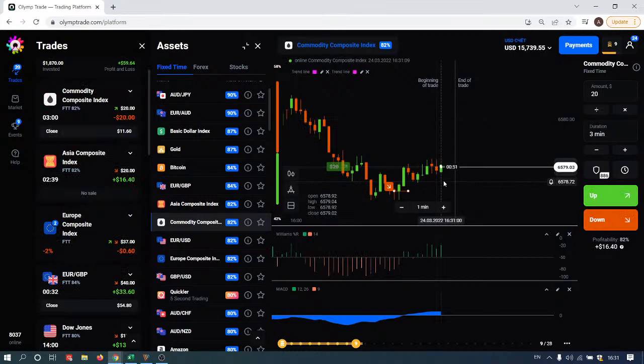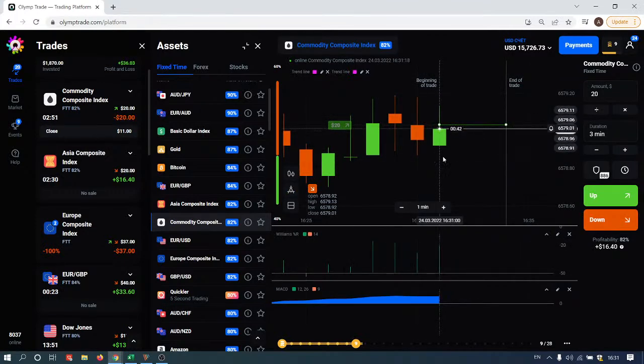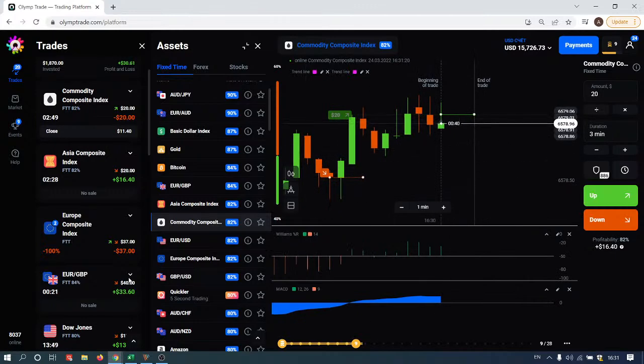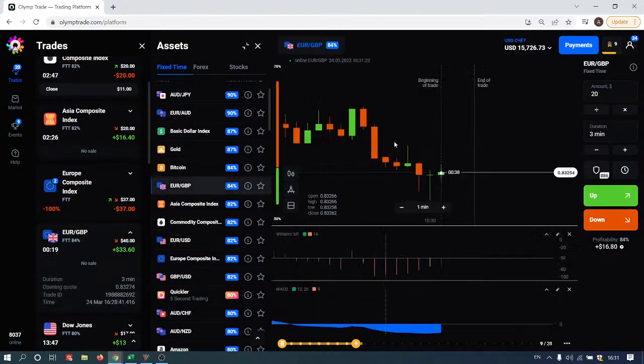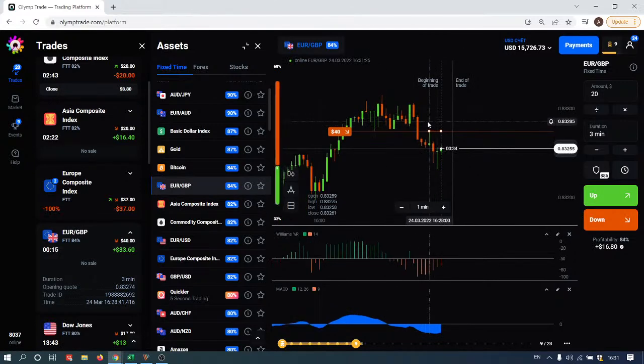So that's a double signal from both indicators in this trading strategy, and hence I've opened this trade. Let's give it a try on the Commodity Composite Index in the upwards direction, because the signal is there. So just look at it. The signal is there, so don't think too much before opening a trade. Just look at the chart, and if there is a signal, then you know what to do. Just open a trade.